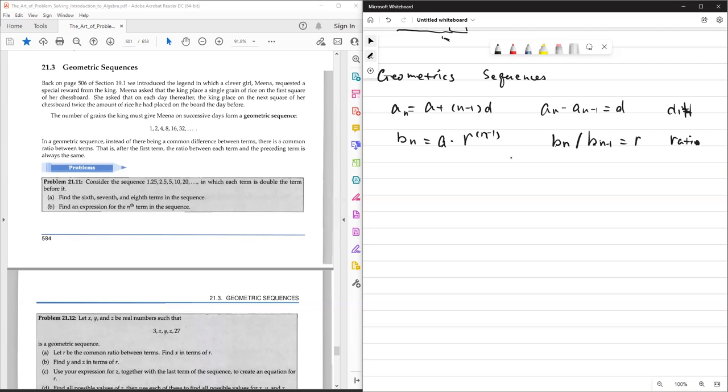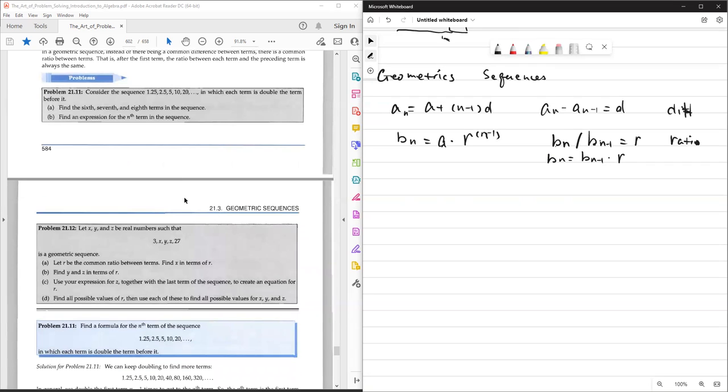Okay, again, the sequence is more general. When we talk about geometric sequences, we're saying the next term is r times the previous term, right? The other way to do it is to say b_n equals b_(n-1) times r, right? Okay, so that's the only difference. However, that small difference brings big consequences.